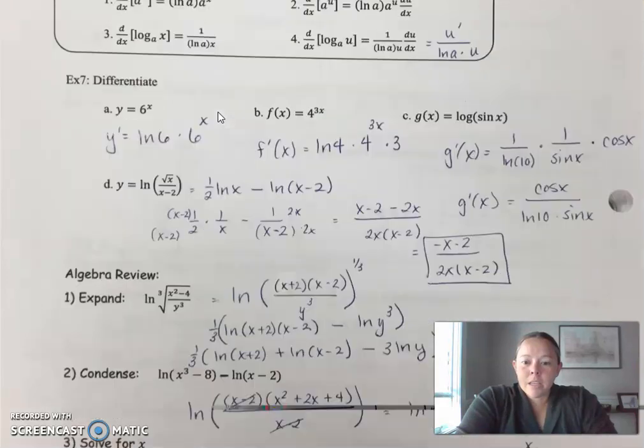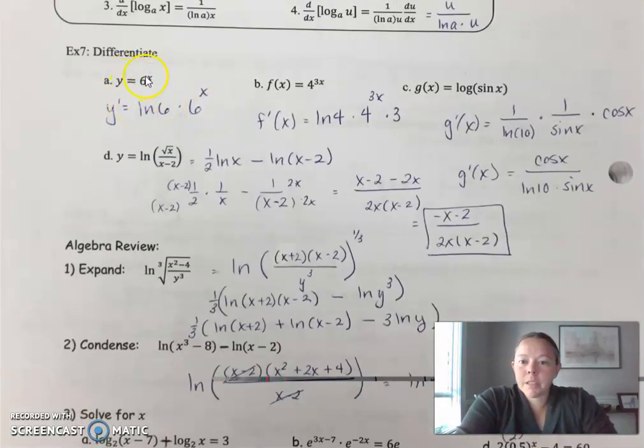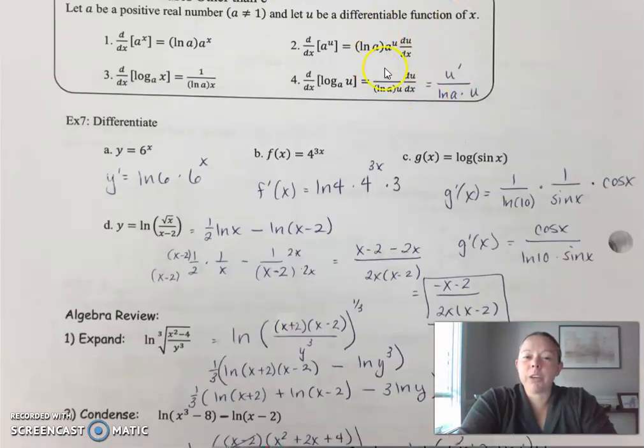Okay. So here are some practice problems. So 6 to the x, do not use the power rule. You cannot pull x down in front and subtract 1 from the exponent. This is not a power rule problem. So you have to do natural log of the base times the original exponential. Done. Same thing here. Natural log of the base times the original exponential, but in this case it's something other than just x, so you have to multiply by that derivative, which is 3. And that's the chain rule part. That was over here.